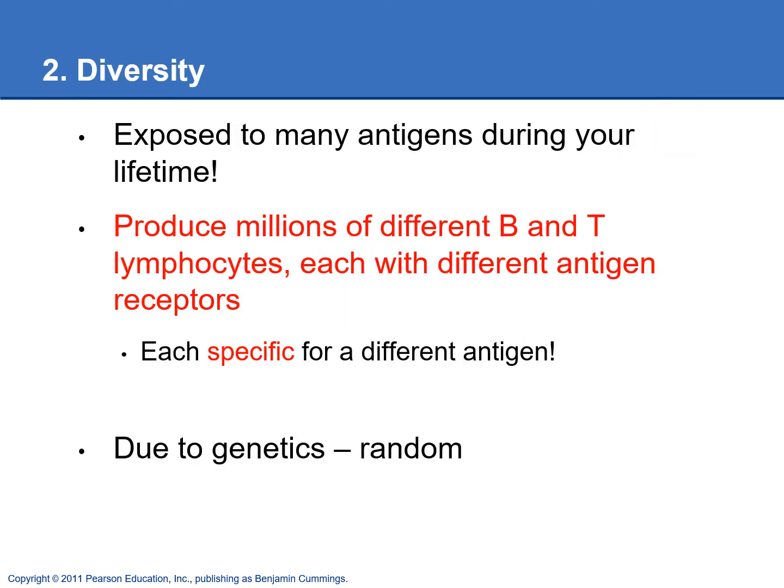We have millions and millions of different B and T lymphocytes, and each one has a unique receptor and will recognize only one particular antigen. And this is just due to genetics. It's very random as far as which shape of B or T lymphocyte receptor is formed, because we never know what we're going to be running across during our lifetime, so we need to be ready for lots of different things.